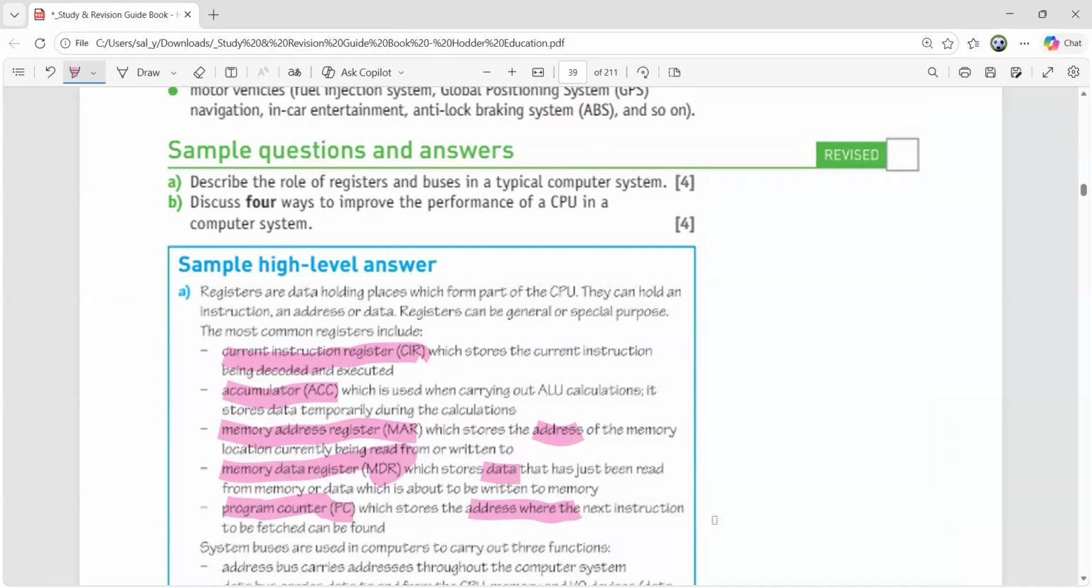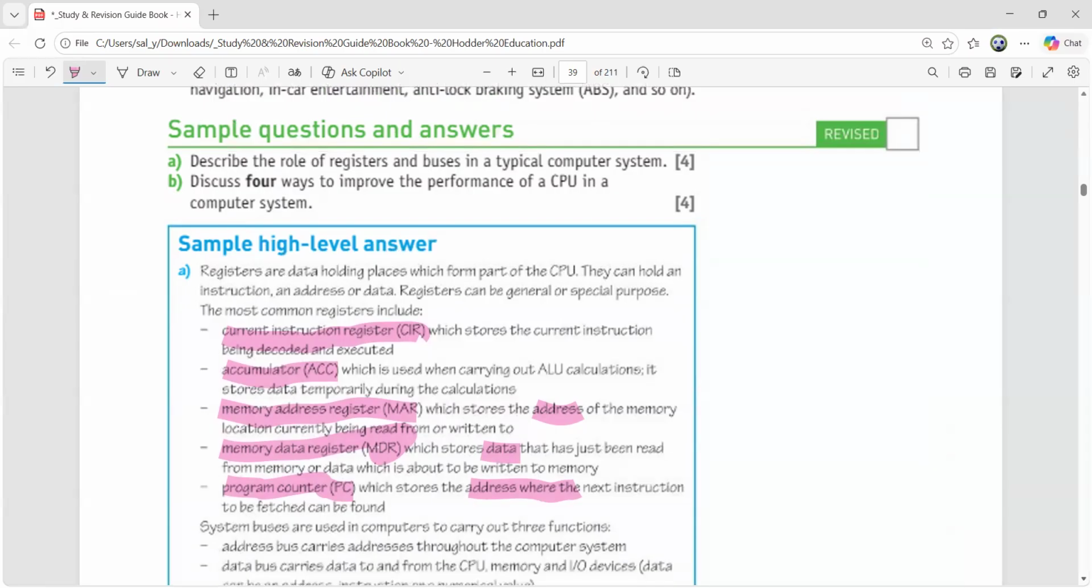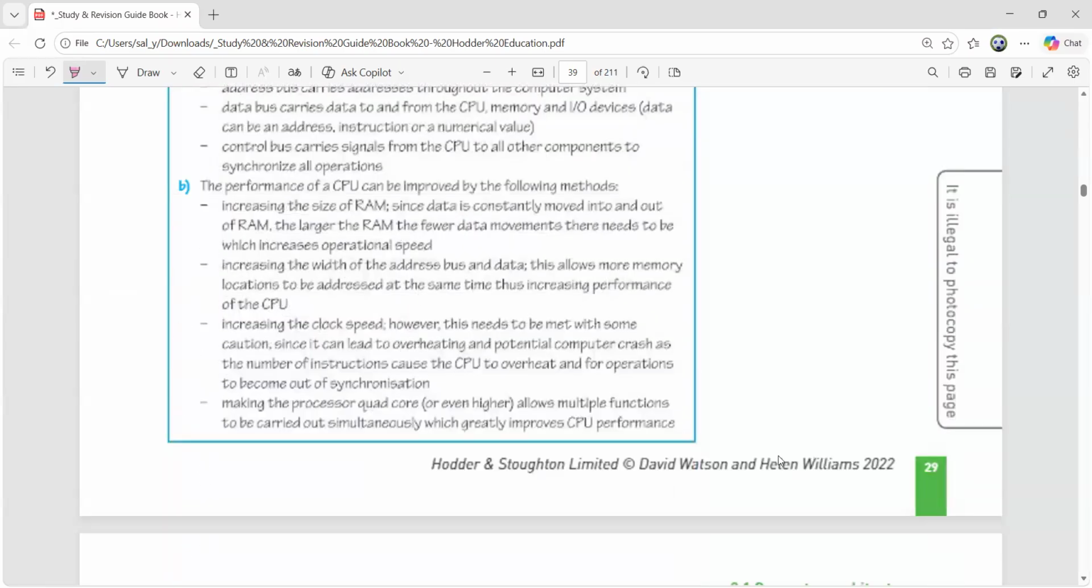Now, 4 ways to improve the performance. This is what we have talked about, but still, let's see what the student has written in a 4 mark question. He has talked about the performance in an organized manner. The first point is increasing the size of the RAM. When you are increasing the size of the RAM, the system will be able to handle more data and it will not be crashing at all. Then increasing the width of the address bus and the data bus, as we talked about. Thirdly, increasing the clock speed, and fourthly, using more cores.